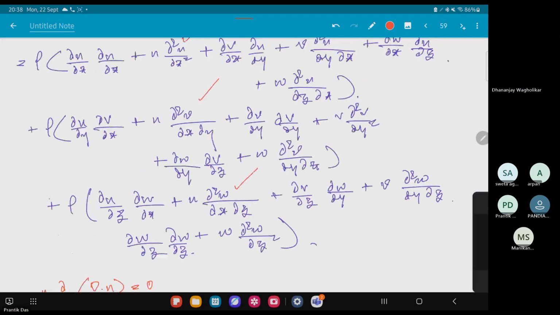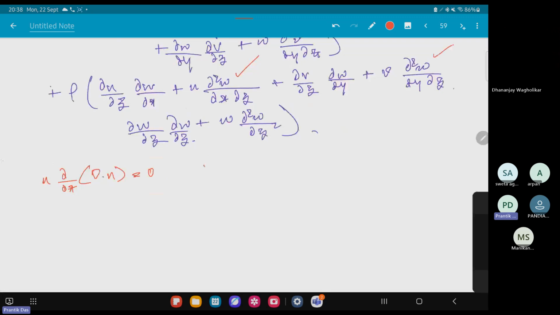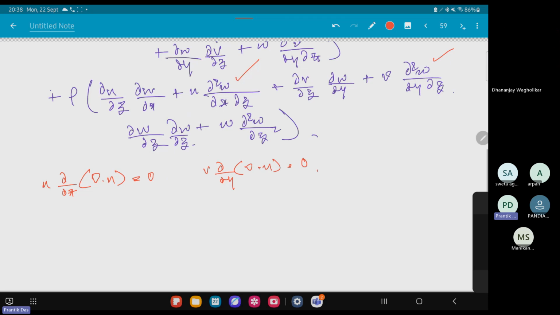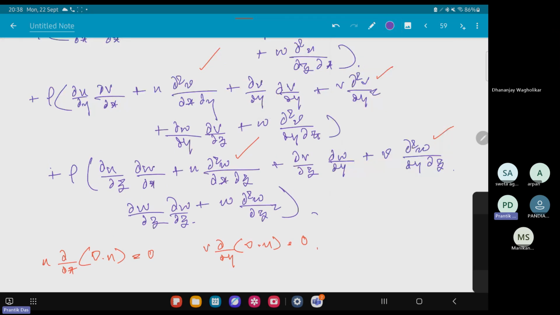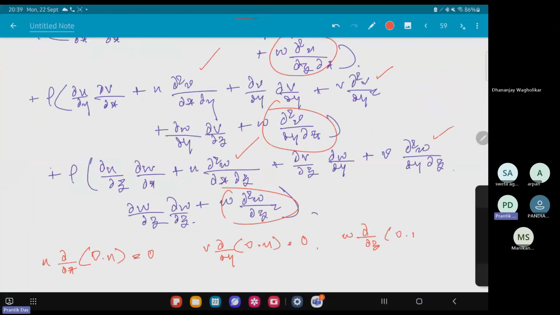Similarly, I will take these terms, which are the coefficient of v itself. So this one and this one reduce to v of d/dy of del dot u, which is also equal to 0. And similarly, if I take the last term in the equation, this term and this term, it becomes w of d/dz of del dot u, which is equal to 0.